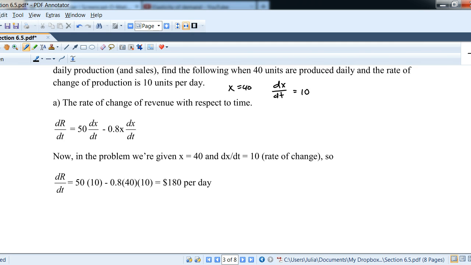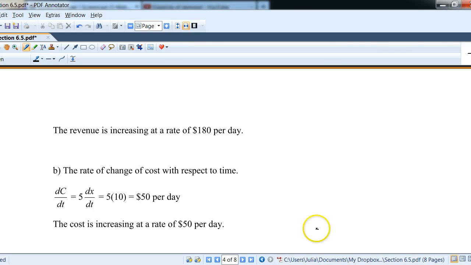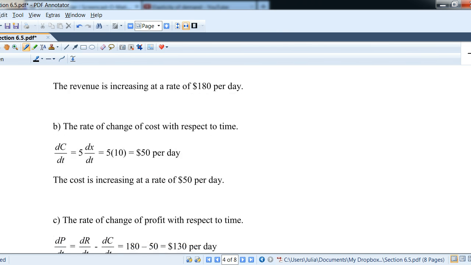So if we take the derivative, we get dC/dt, this is the notation of derivative of cost with respect to time, equals 5. Derivative of x was dx/dt, and the 15 was gone because it was a constant. So notice here we only plug in for dx/dt because we have no x. So we get 50. So the cost is also increasing, but it's a little bit less than revenue, so this is good. So it's $50 per day. The cost is also increasing.